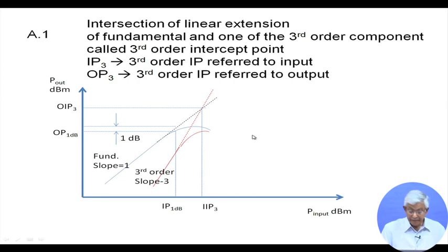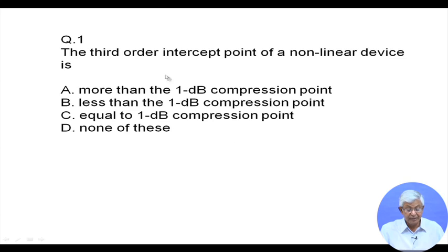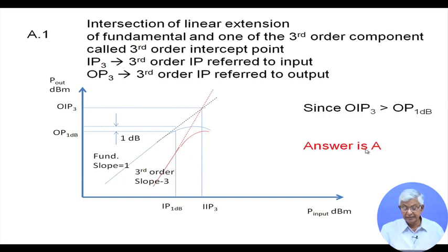So, therefore, we can say with respect to output, the third order intercept point value is much larger than the output at the 1 dB compression point. In the question it was put in reverse, whether the 1 dB compression point is lower or higher. So, the answer is A. The third order intercept point is more than the 1 dB compression point. So, answer is A. Let us see the next question.